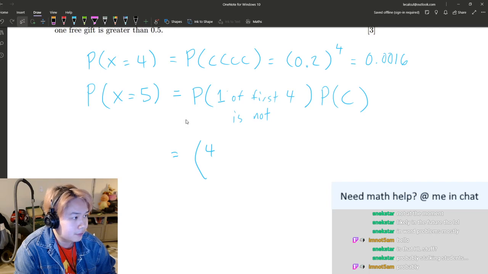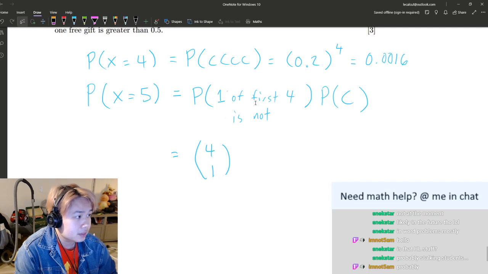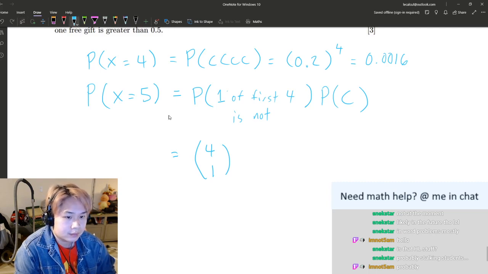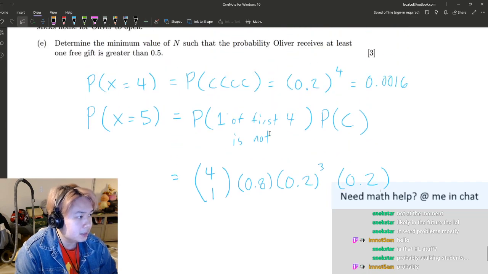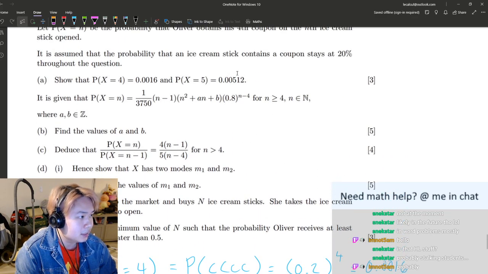So out of the 4, we need to choose one of them to be the non-coupon one. This is like binomial probability stuff. So then that one that doesn't have a coupon has a probability of 0.8. And then we have probability of 0.2 to the power of 3. And then we multiply that by the probability of the last coupon, which is just 0.2. So if I put this all in, I will probably get this thing right here.